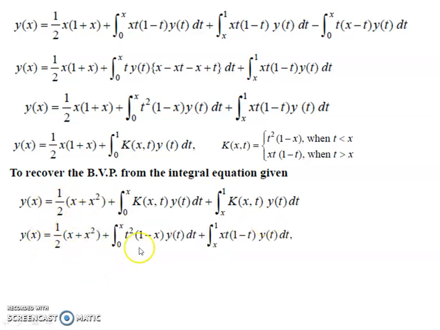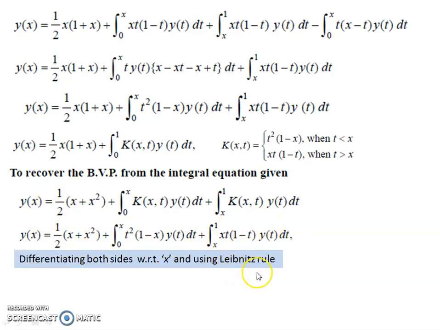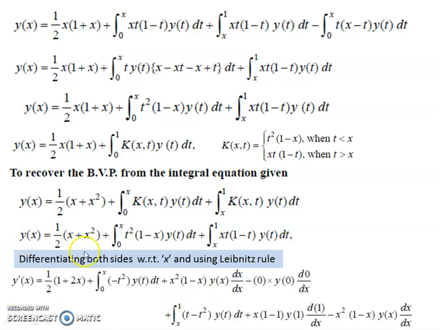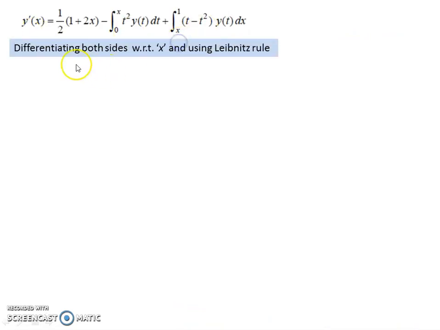So y(x) is equal to this, and we differentiate both sides with respect to x using the Leibniz rule. Students, be very careful here. What is the Leibniz rule? It is differentiation under the integral sign. When we differentiate the integral with respect to x, this becomes minus t y(t) dt, plus, replacing t with x, x square 1 minus x y(x) and the derivative of x with respect to x, and replacing t with 0 we get 0, plus here also replacing t with x, and again plus x into, replacing the upper limit 1 first with 1 and then with x. So this is the Leibniz rule, and we got this result.